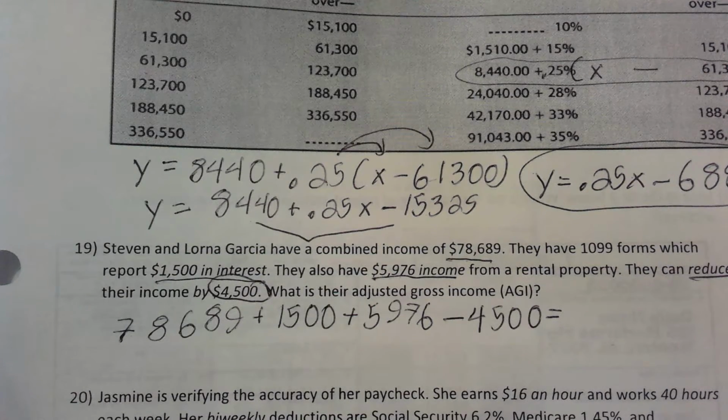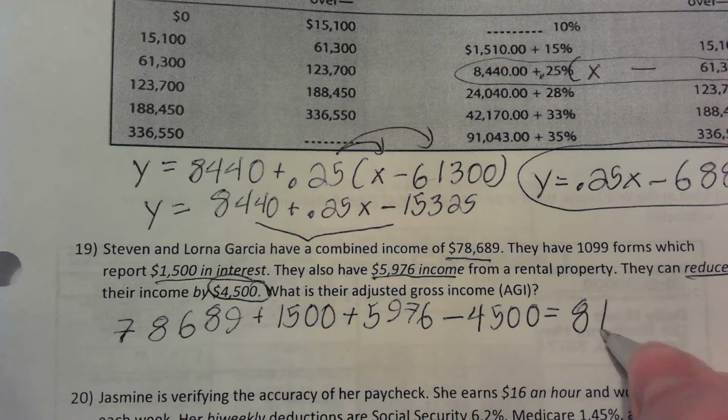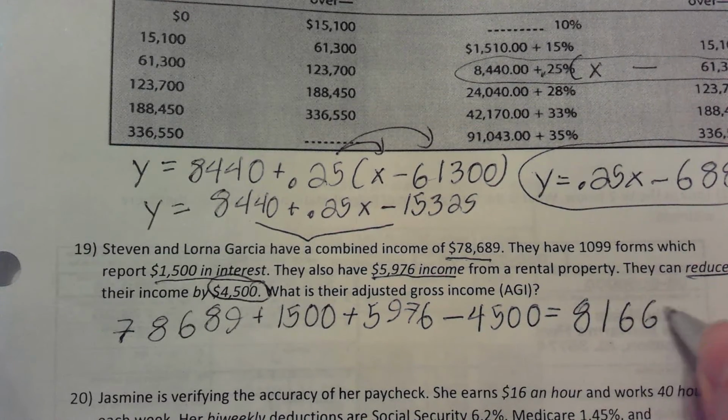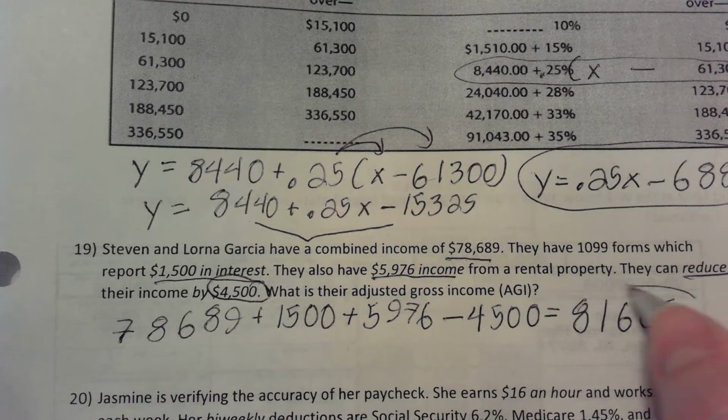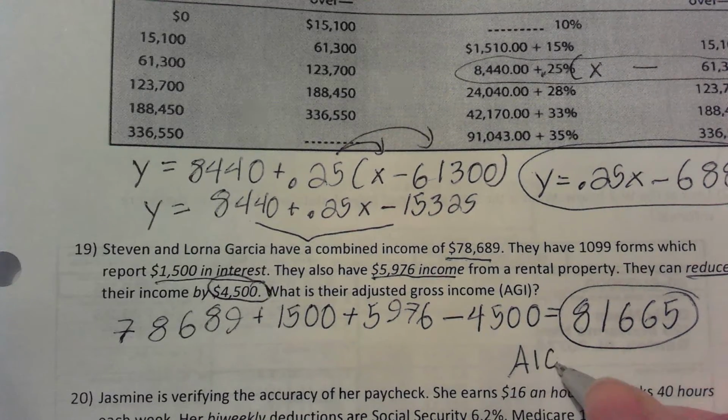So we add the interest, add their rental property income, and subtract any deductions that they can make. So they got 81,665. Okay, everybody, that would be their adjusted gross income.